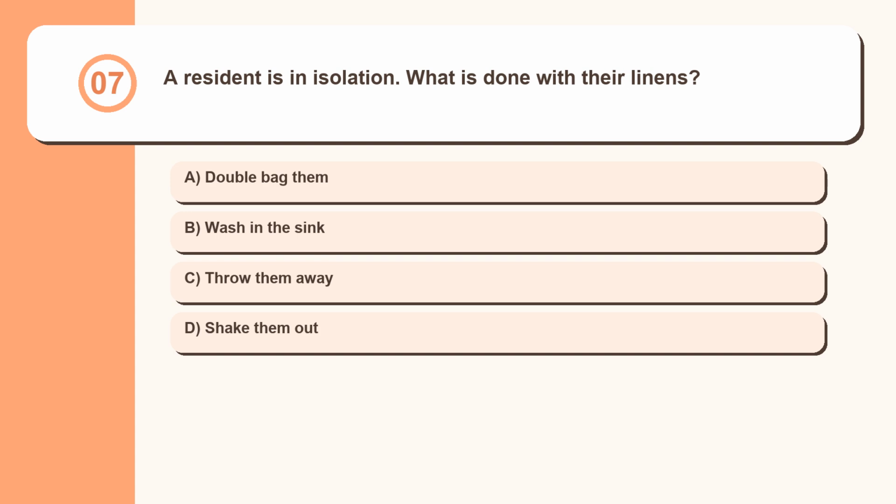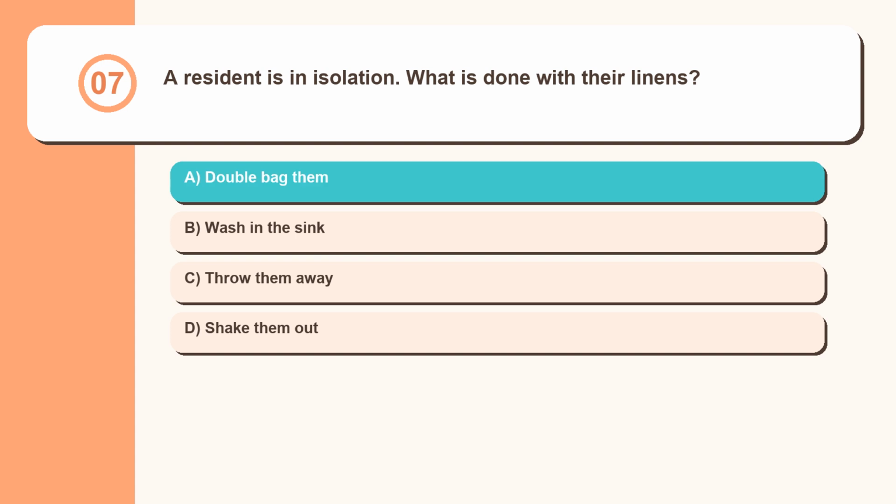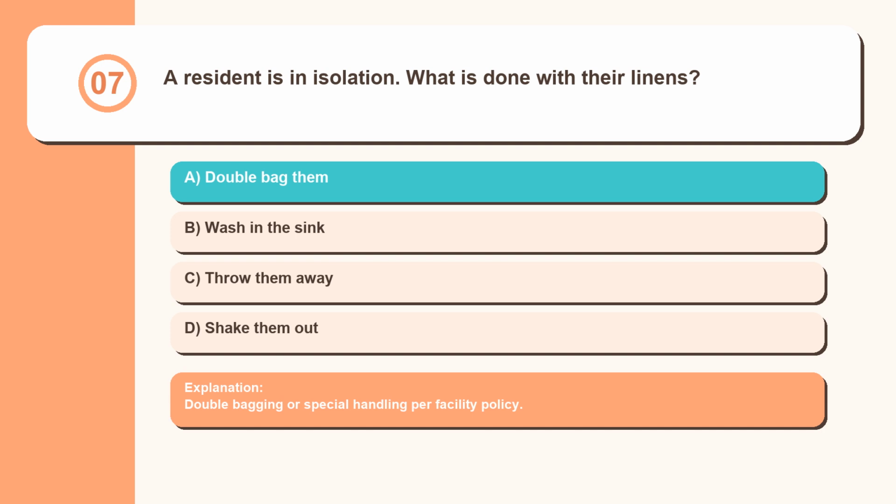Question 7. A resident is in isolation. What is done with their linens? Double bag them. Wash in the sink. Throw them away. Shake them out. Double bagging or special handling per facility policy.